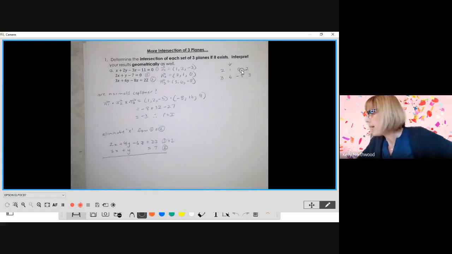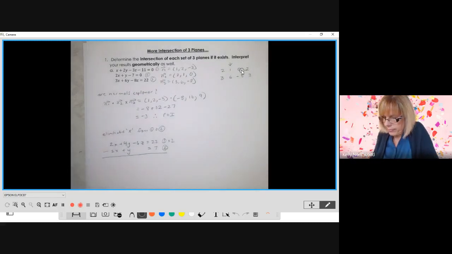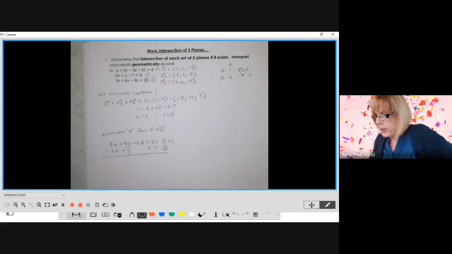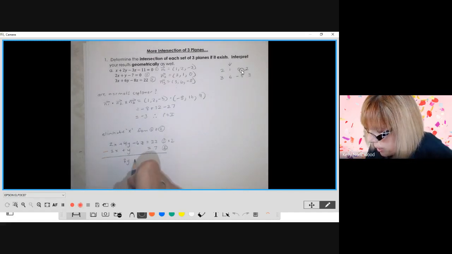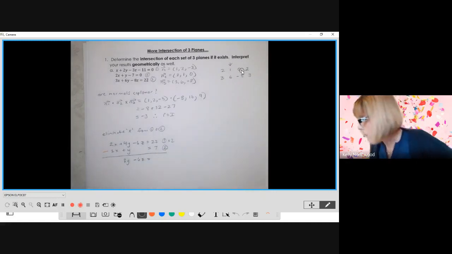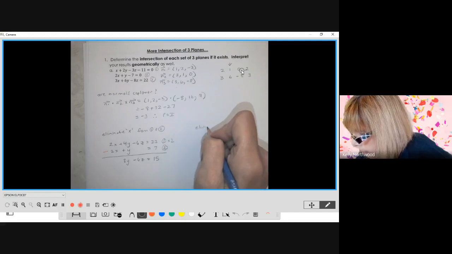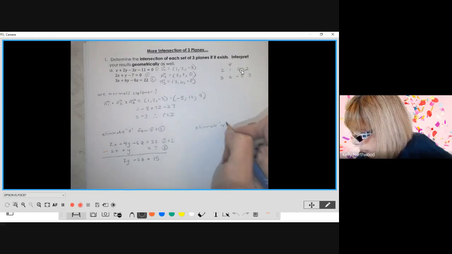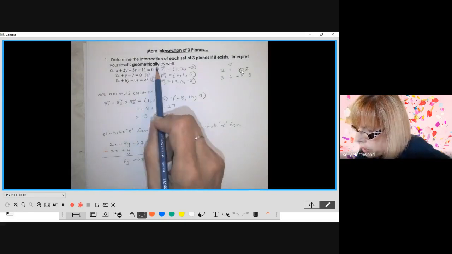And in order to eliminate x, we'd have to subtract. And we're going to get 3y minus 6z equals 15. And then we'll eliminate x from the other one. So we have to use equation 3. So we'll use 1 and 3.